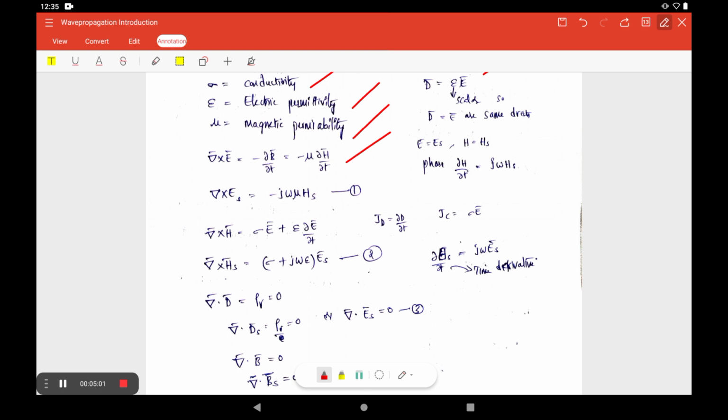By substituting B = mu H, you will get del cross E = minus mu del/del t of H. This is the equation after substituting the B value.